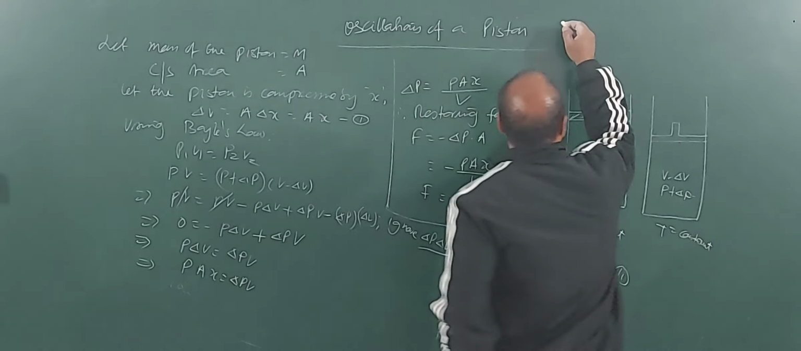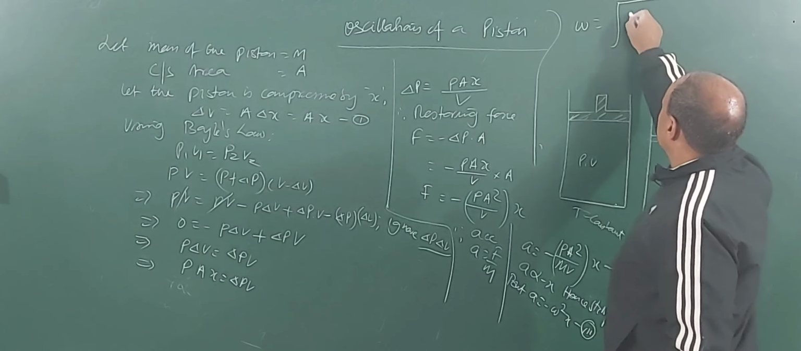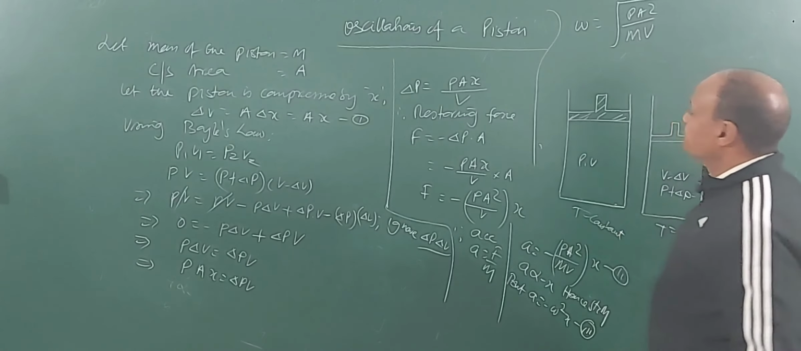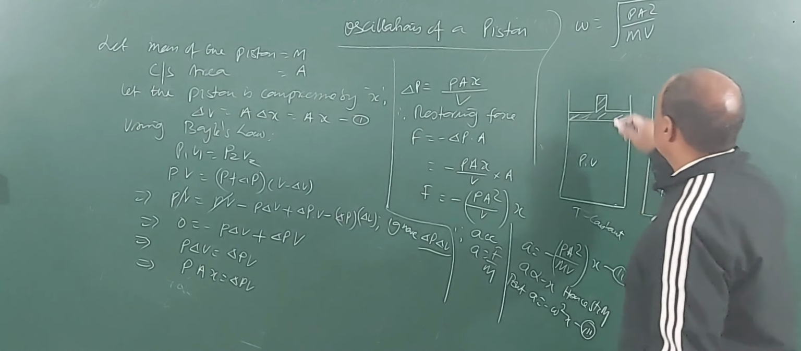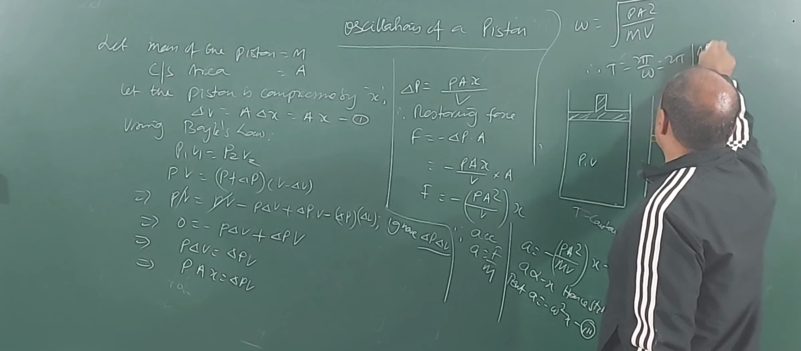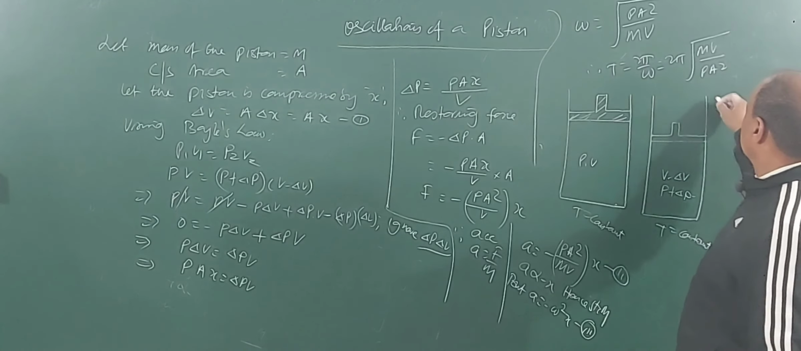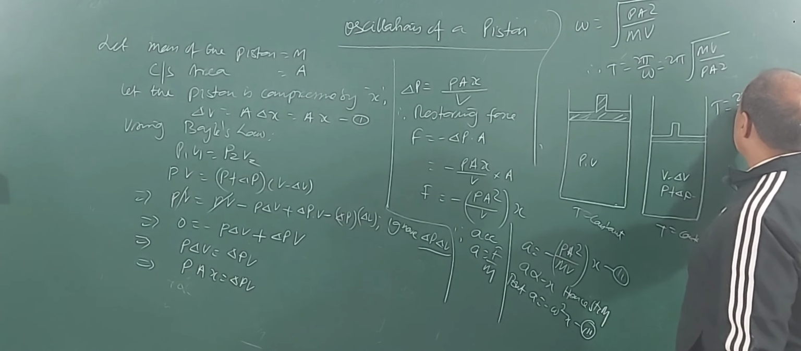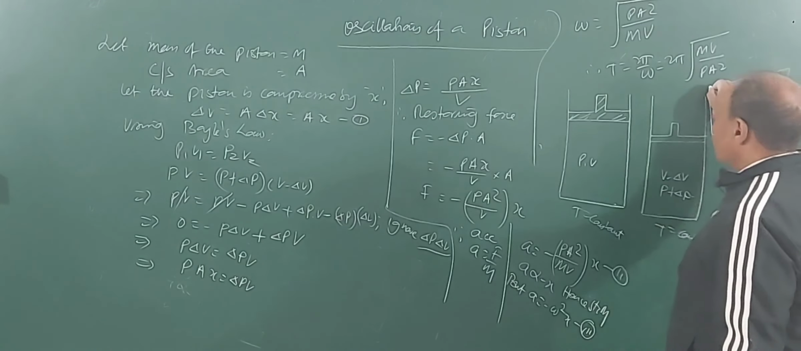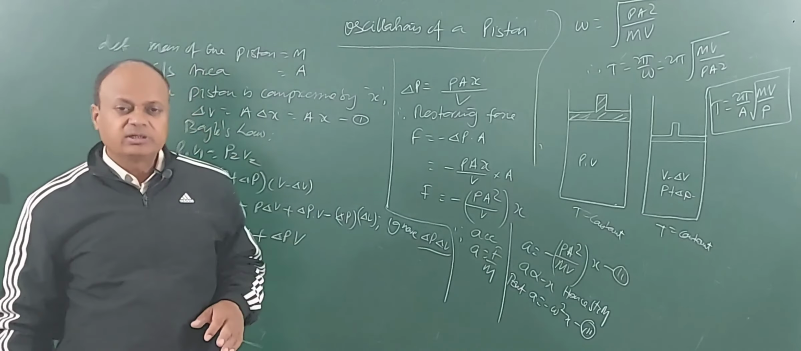So by comparing, omega will become root over, take square root of this, PA square upon mass into initial volume. And once you got omega, then time period is very easy. Time period is 2 pi by omega, 2 pi root over M into V by P into A square. Yes? A square comes out. So finally time period will be 2 pi by A root over M into V by P. So this is the time period. And every time I am leaving the expression for time period, because if you want to calculate frequency, you can take the reciprocal of the time period.